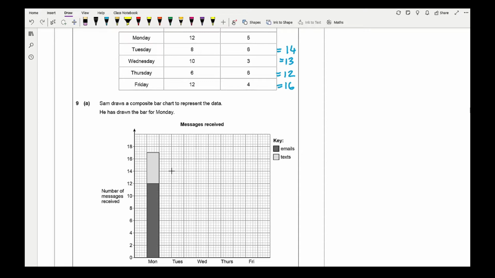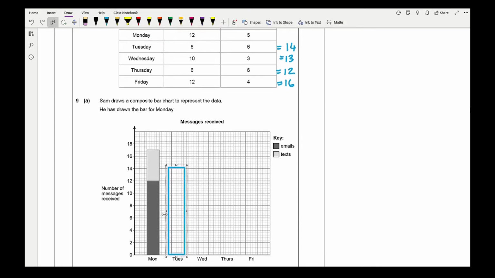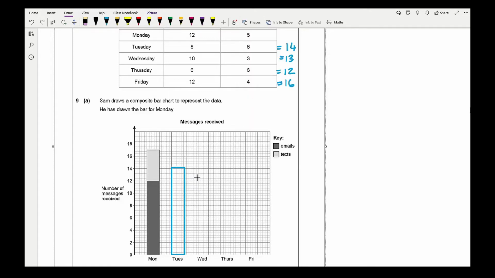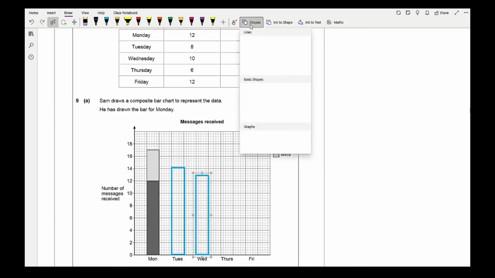So 14 is going to be up to here, which again is going to be a little bit difficult, like so. And then the next bar is 13. So again, I need to go up to 13, which is about there. And again, with the grids, you want to try and be as neat as you can. And the next one is 12.